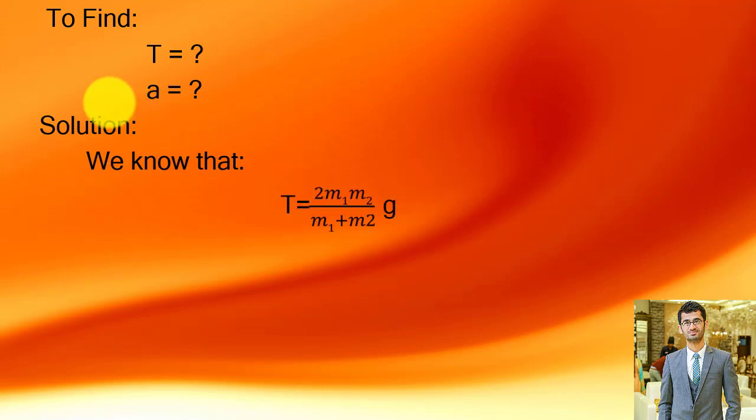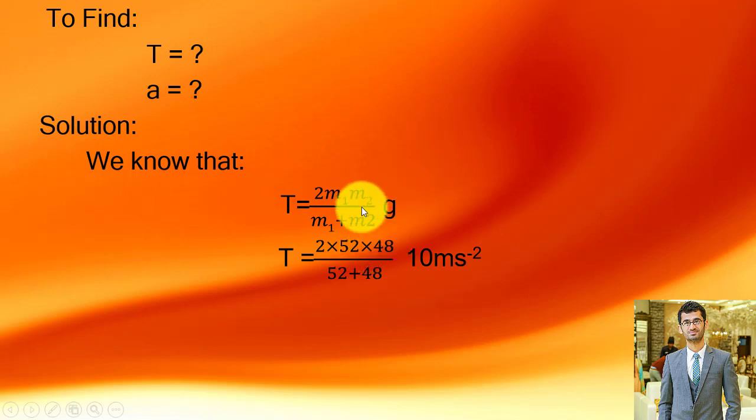For that purpose, we know the formula for the tension in the string is T is equal to 2 M1 M2 over M1 plus M2 into G. Now putting the values in this equation, we get T is equal to 2 multiplied by 52, that is the value of M1, multiplied by 48, that is the value of M2, divided by 52 plus 48, multiplied by 10 meter per second square, which is the value of gravitational acceleration.